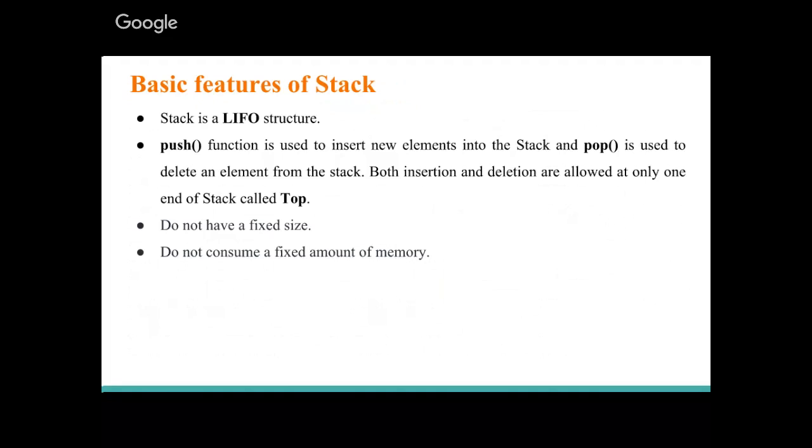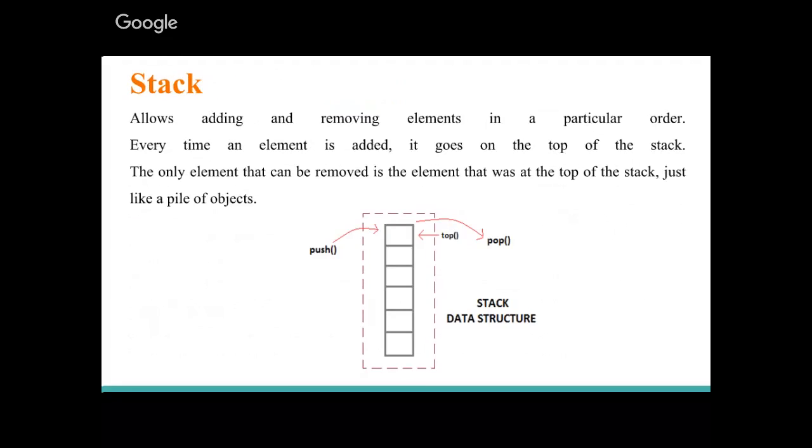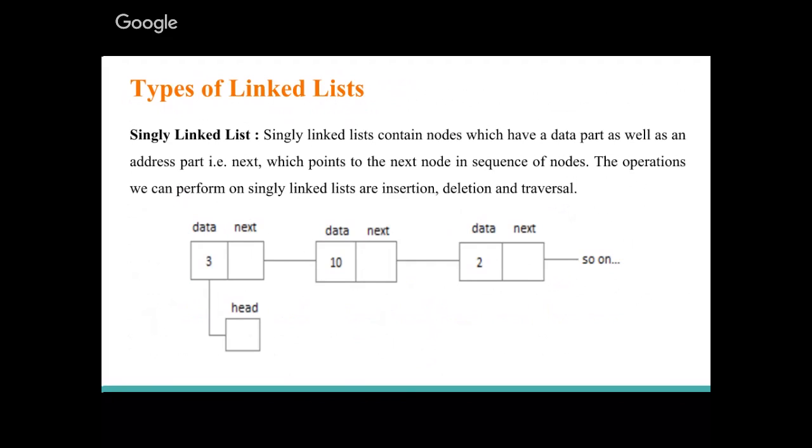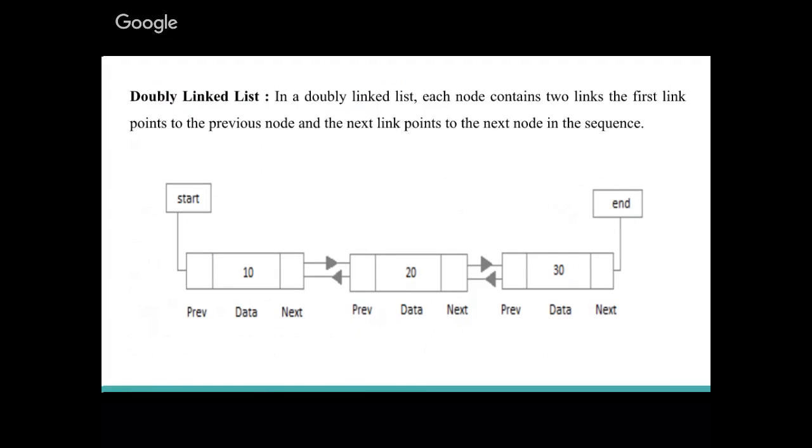Let's say stack or linked list we saw. Linked list is also a very essential and important data structure. Since we saw three types, singly linked list, doubly linked list, circular linked list, depending on what you want to implement, you choose which particular linked list you want to use. It's up to you.